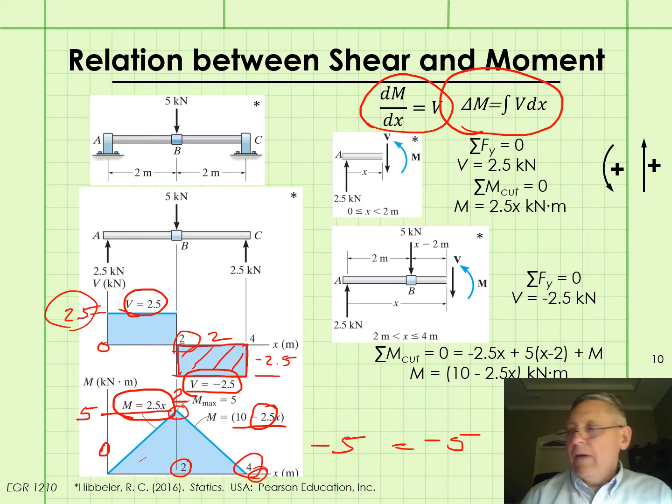as we get better at these shear and bending moment diagrams for more complex ones, we can use that relation to help us actually create the diagrams without having to go through multiple free body diagrams for multiple segments.